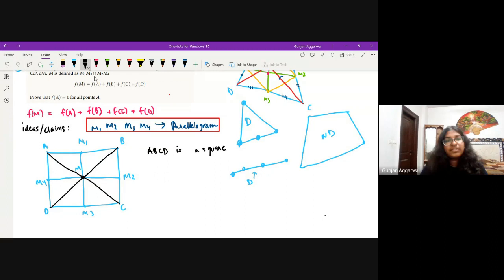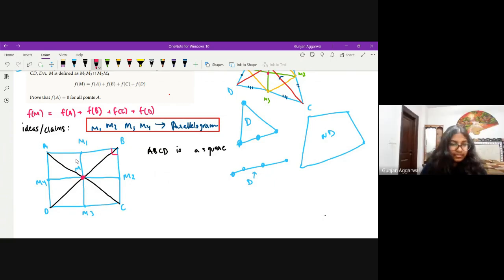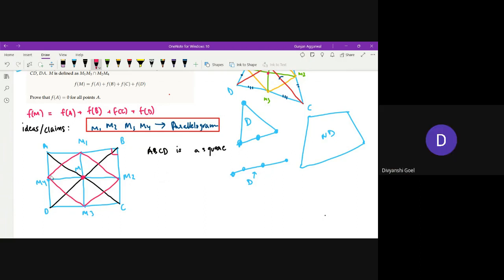No, if you take a square ABCD, then can you prove that the point M for ABCD and the diagonals coincide? Ma'am, this is the direct property of a square. Exactly. So if you look, can you say M1, M2, M3, M4 is also a square? Yes, ma'am.